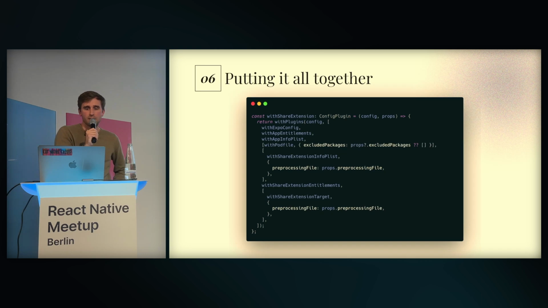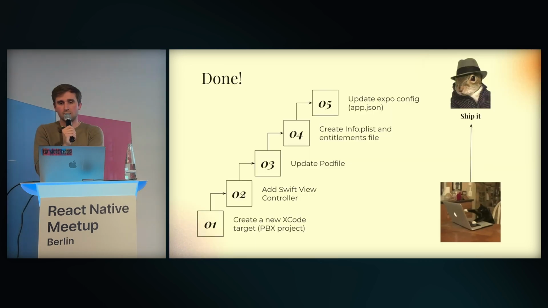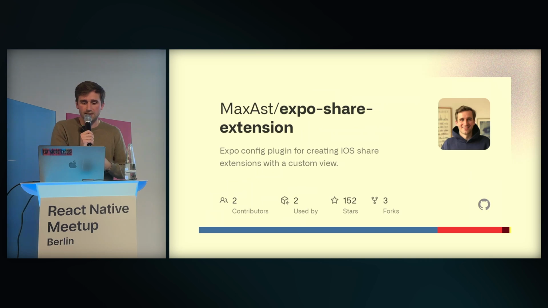And if we put it all together, we have one config plugin, which contains a chain of small little config plugins. And this together was then packaged into something that I released as an open source project. So again, just to recap: create the Xcode target, Swift View Controller, update pod file, info plist, and update Expo config. And what we get is this. My first open source project, check it out, play around with it. If you need this, we'd really appreciate any feedback.